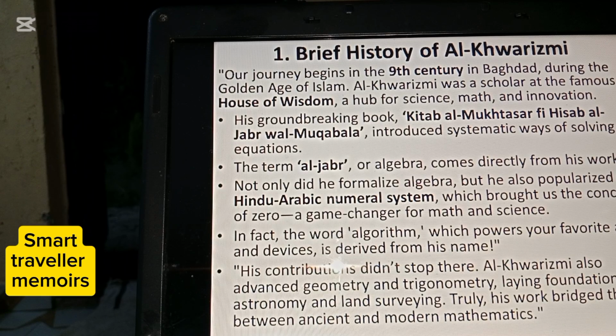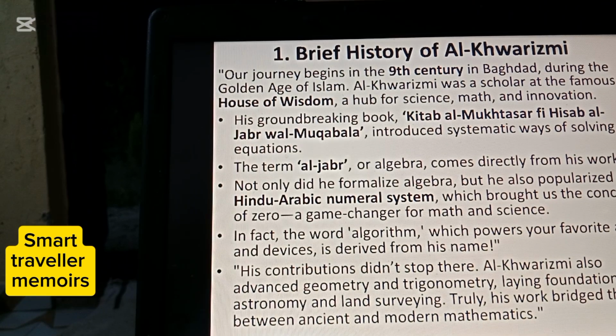The brief history of this man goes as follows. Our journey begins in the 9th century in Baghdad during the golden age of Islam. Al-Khwarizmi was a scholar at the famous House of Wisdom, a hub of science, maths, and innovation. Sorry guys, I was just interrupted a bit, but we begin the brief history.